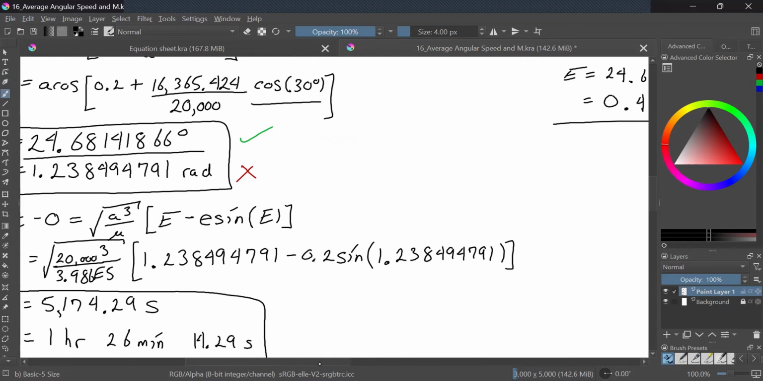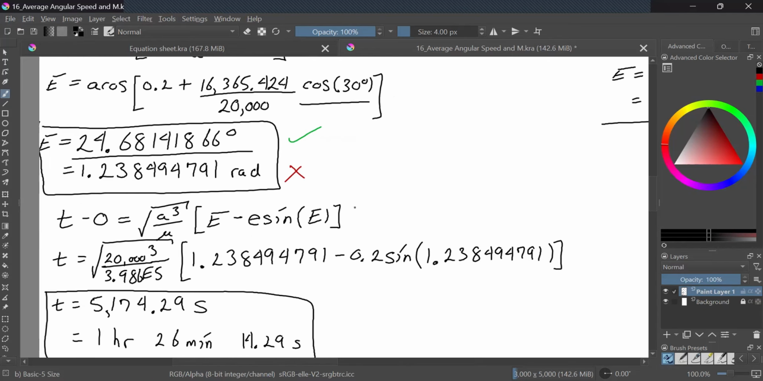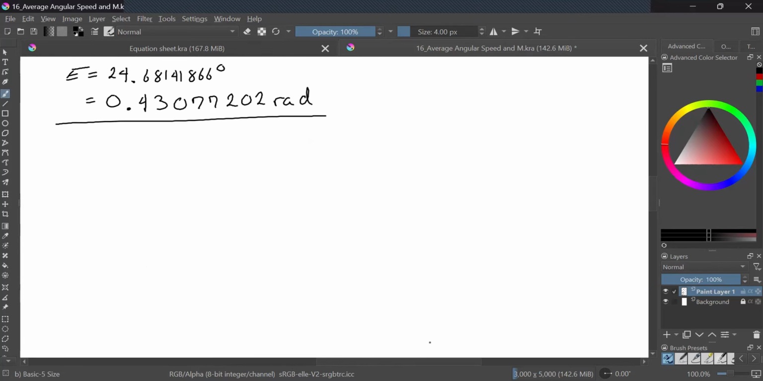A cubed by mu. I'm not going to bother rewriting this step because it's already written here. I will, however, rewrite this one. So give me just one moment. Square root, that bigger square root. A cubed by, I don't need to do that. I just said I wasn't going to do that. 20,000 cubed by mu, 3.986 times 10 to the 5th.